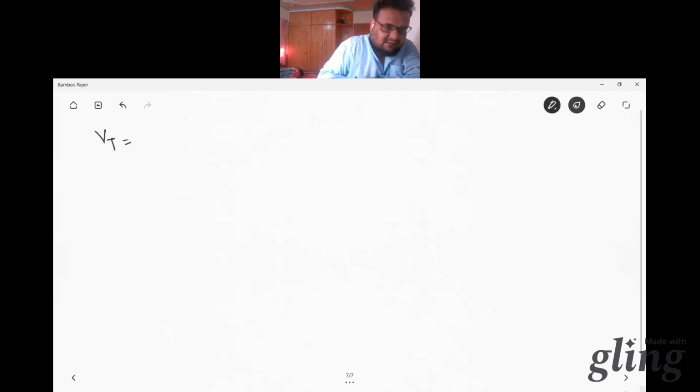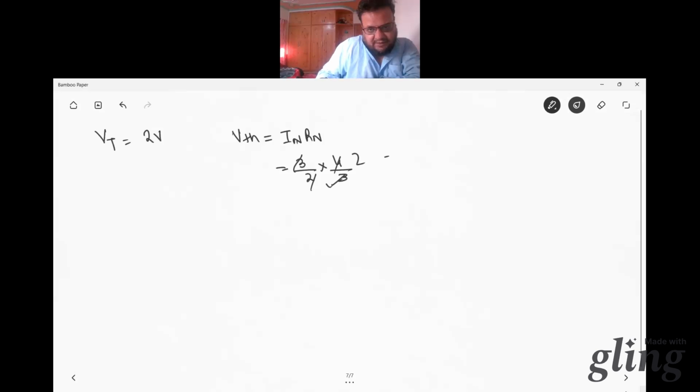I know in the previous lecture that if I calculated this value, it was equal to 4 by 3. So hence R Thevenin is equal to that.